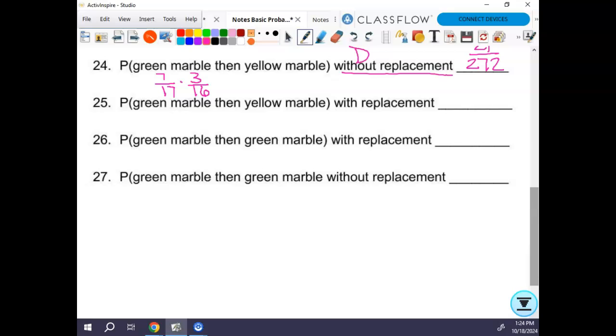25, we've got with replacement, that means it's independent. That tells you that your denominators are going to be the same, the whole thing, right? How many greens are there? 7. And how many yellows? 3. So then we get 21 out of 289.